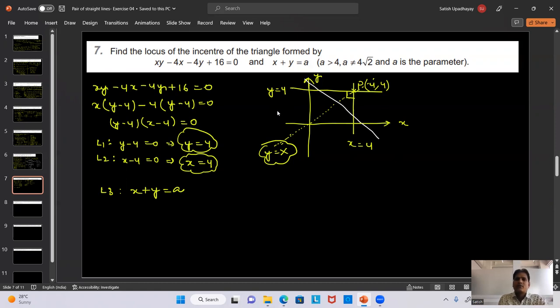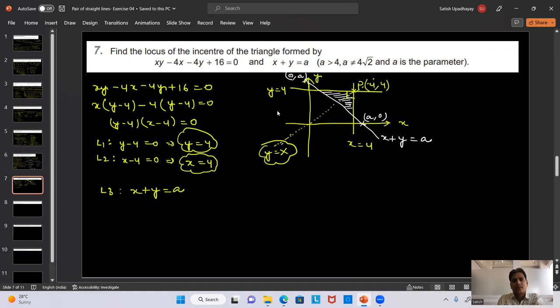So yes, what I am saying, this is our third line, x plus y equal to a, where this point will be (a, 0) and this point will be (0, a). Okay. So the question is asking for this triangle, the locus of the incenter of the triangle.